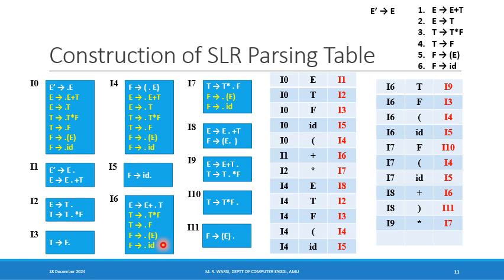Similarly, let us now understand the significance of I5 state. In the I5 state, I have the LR0 item, capital F derives identifier dot. So when the parser goes into I5 state, it has already seen identifier and dot has shifted after identifier, and now in the I5 state, identifier will be reduced to capital F. So that is the significance of I5 state. So by looking at the LR0 items which are there in various states, we can understand the significance of each state.